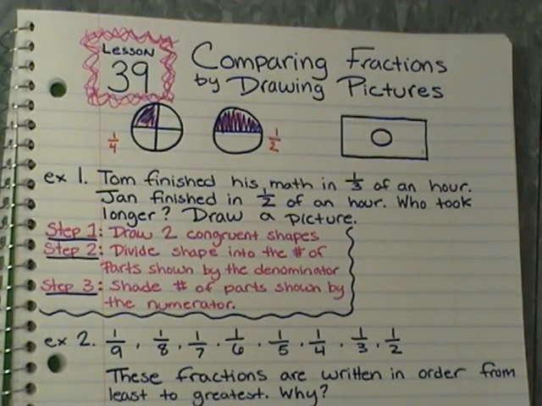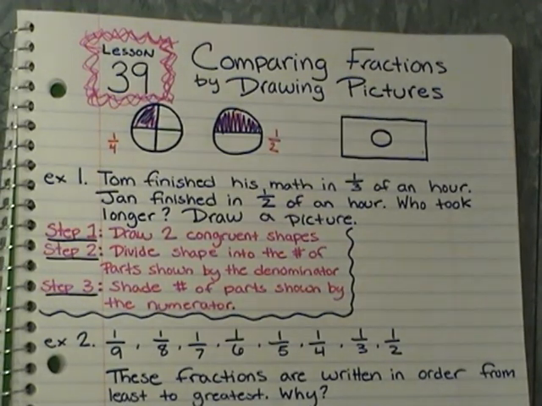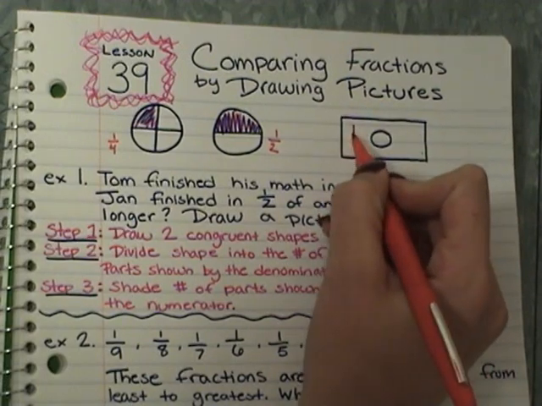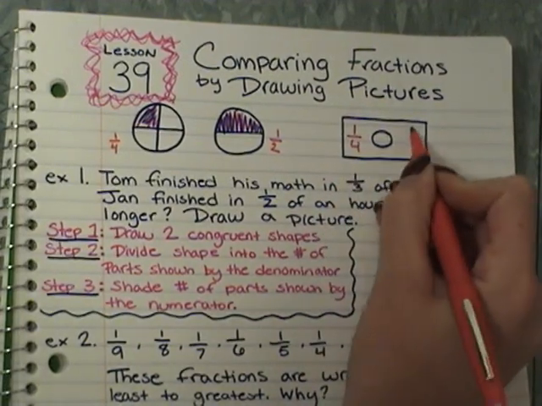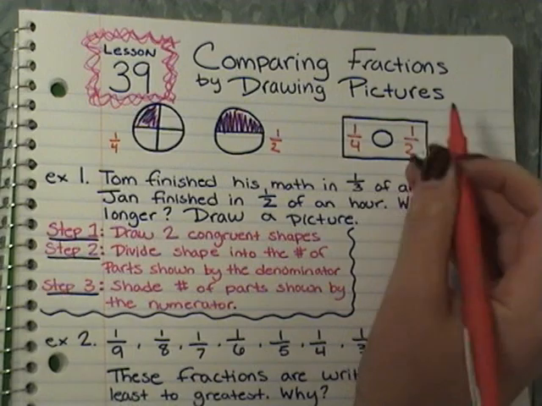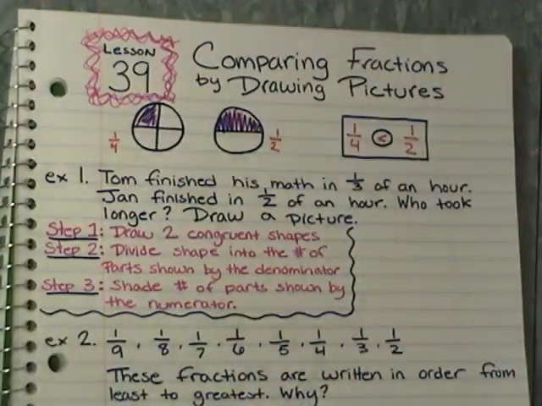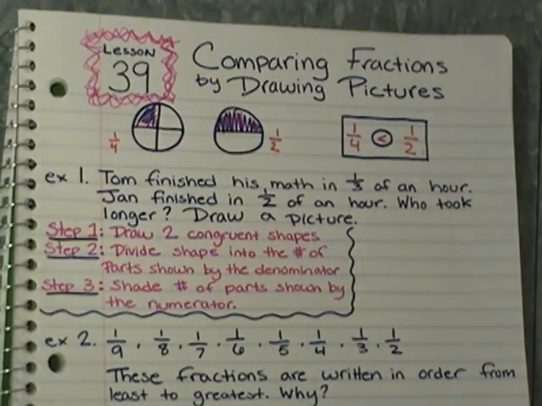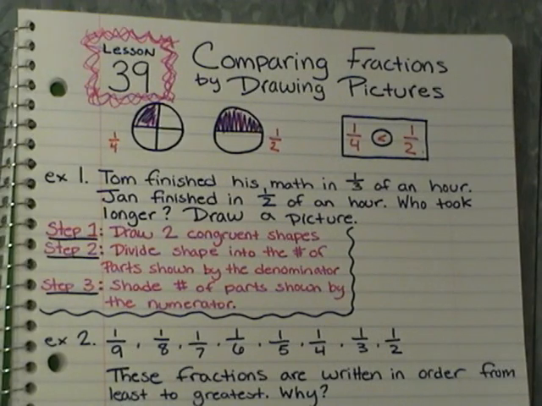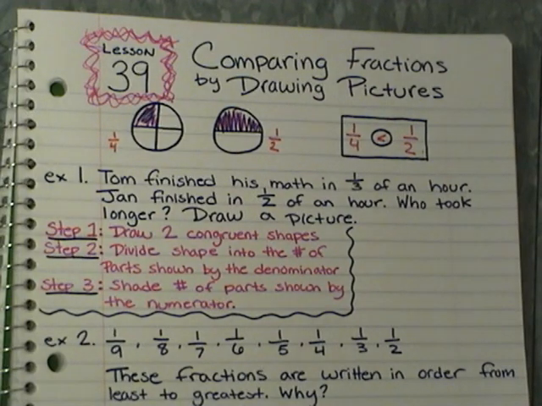So the way that we have been writing and comparing our fractions is writing something like this: 1/4 and 1/2. And 1/2 is bigger. This is something that we're going to be doing as we are making our notes. We're going to be drawing pictures of our fractions and then comparing them to see which ones are bigger, which ones are smaller, and even which ones are equal to each other.